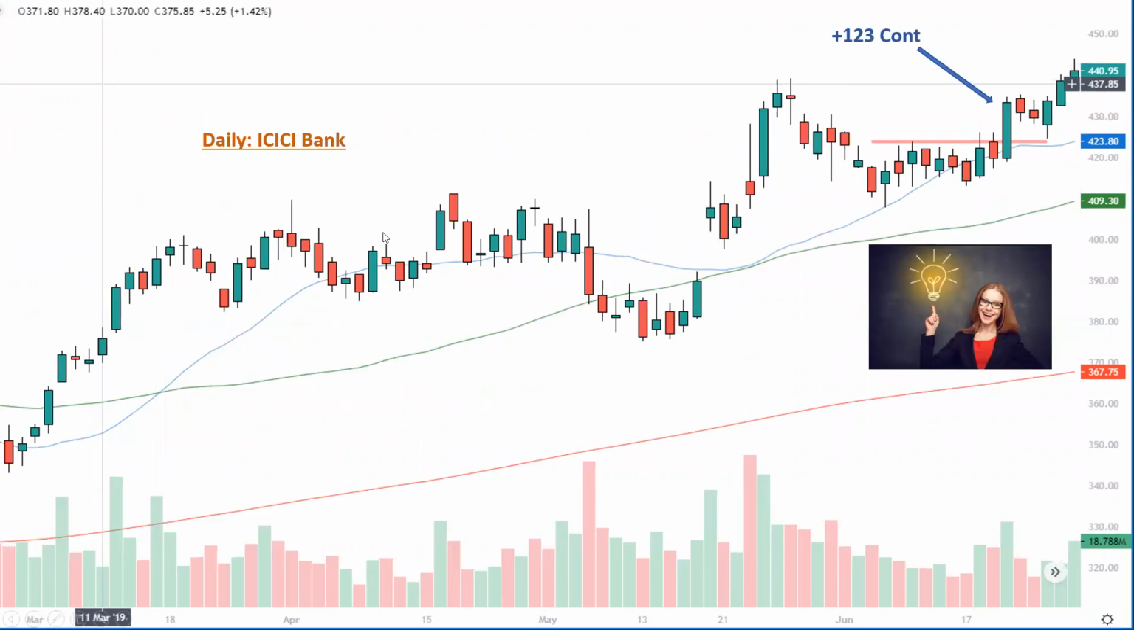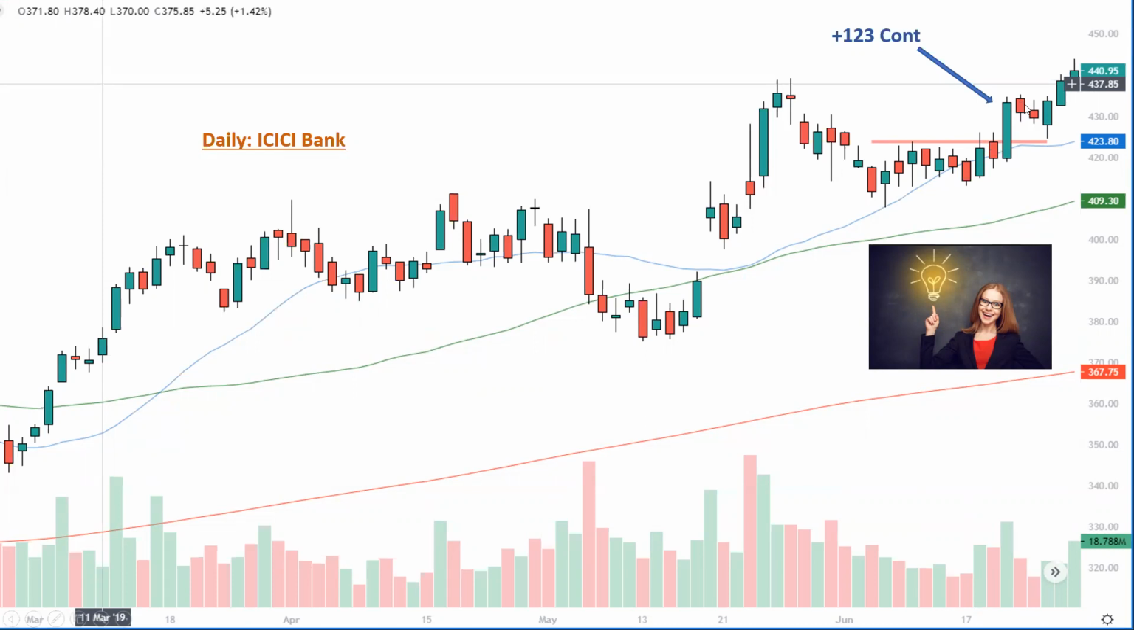So this is the daily chart of ICICI Bank. Now, this is a very good example. You can see that the WRB bar has taken out the high of the consolidation, all the previous resistance it has taken out. It has the volume as well, which is a plus, and this is a perfect inside candle.